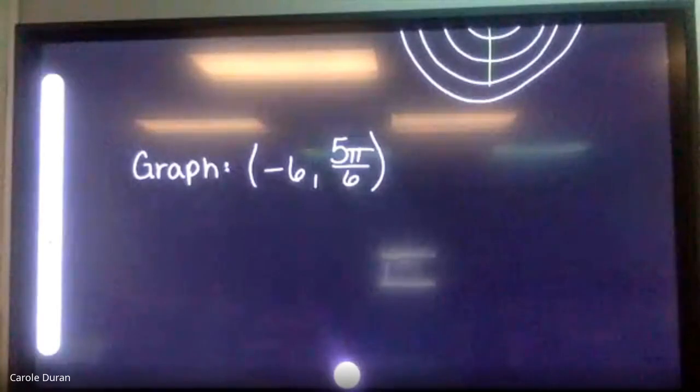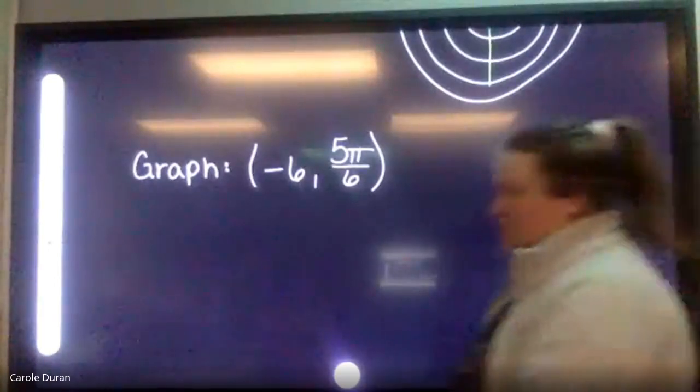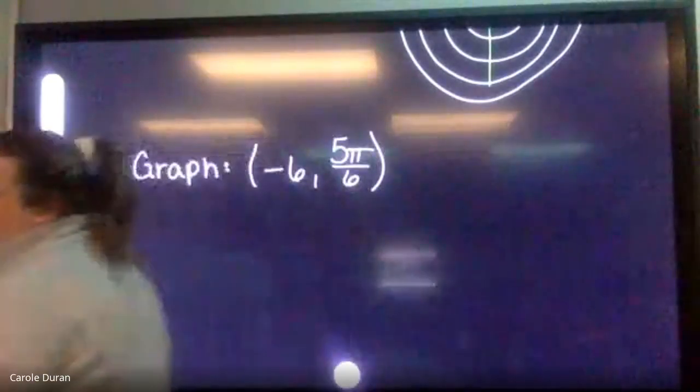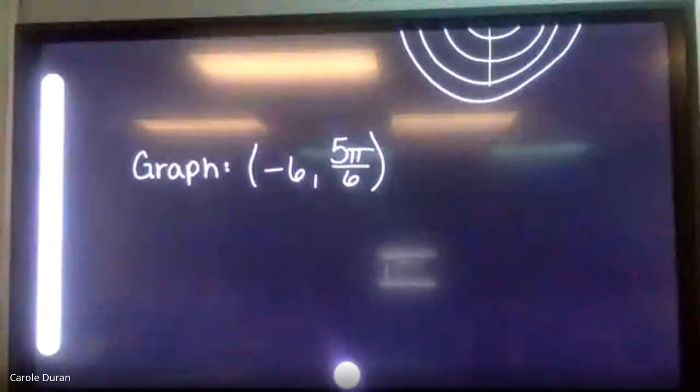What's 180 divided by 6? Or 180 times 5, divided by 6. 180 times 5 is 900, divided by 6. What is it? That's the angle I need. 150. Okay, so that's angle 150.